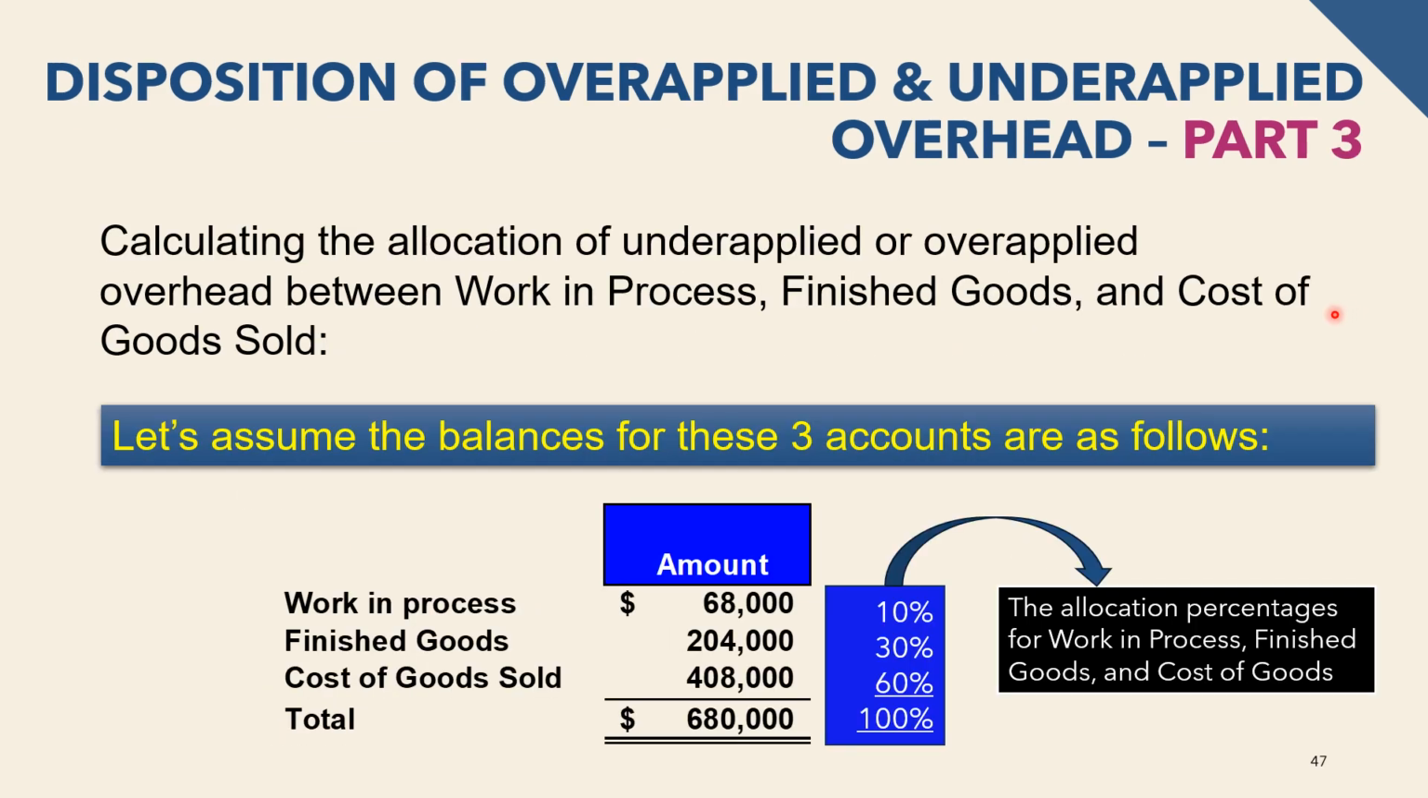You can also calculate the allocation of under-applied or over-applied overhead between work in process, finished goods, and cost of goods sold. Let's assume the balances for these three accounts are as follows. For work in process, that's $68,000, finished goods $204,000, cost of goods sold $408,000. So you can get the allocation percentages: 10 for WIP, 30 for finished goods, and 60 for cost of goods sold.